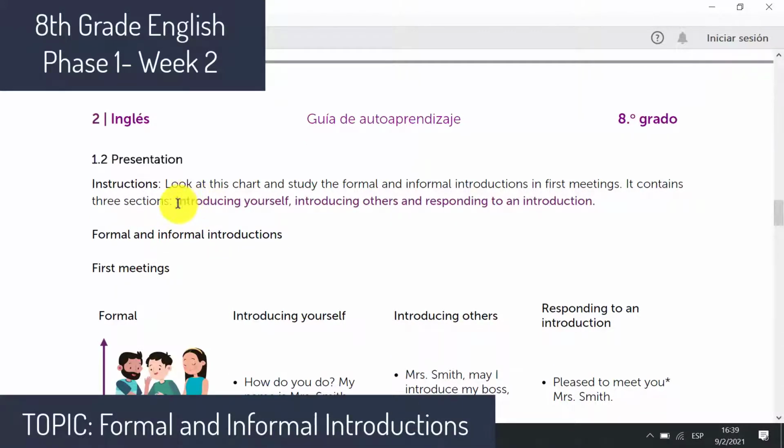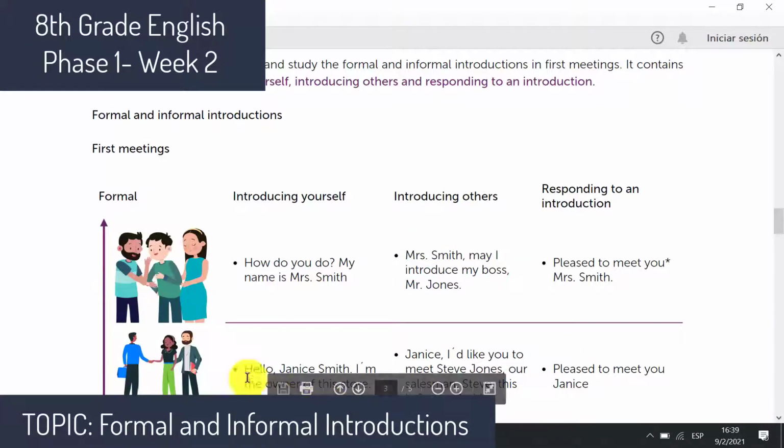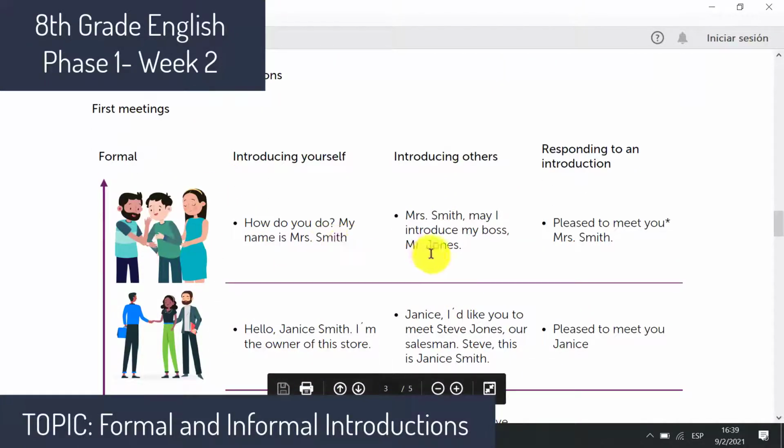Vamos a ver vocabulary que te ayudará to introduce yourself, a presentar a ti mismo, and introducing others, y presentar a otras personas, and responding to an introduction, y responder a alguien que se presenta. Porque imagina qué feo sería que alguien te dice, hey, my name is fulano, what's your name? Y usted se queda, that would be ugly, yes? Sería feo. Entonces tenemos que saber cómo responder. We have to know how to answer, cómo responder in English, of course, okay?